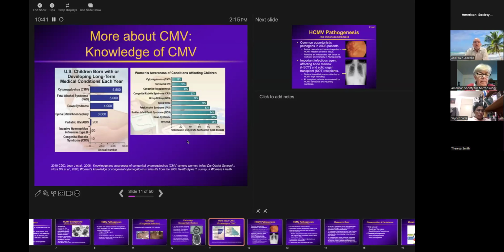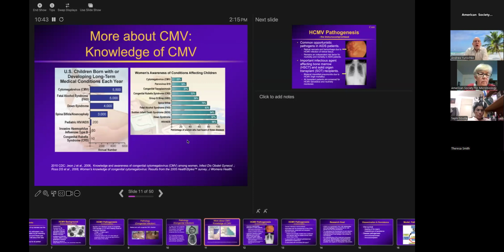Some of the issues come down to what I'm showing you on this slide. To your left, if you look at the numbers, you can see that about 5,500 children are born each year with long-term medical conditions. This is higher than fetal alcohol syndrome and Down syndrome, so it's a significant issue. And I'll point to this bottom one, of about 10, which is rubella.